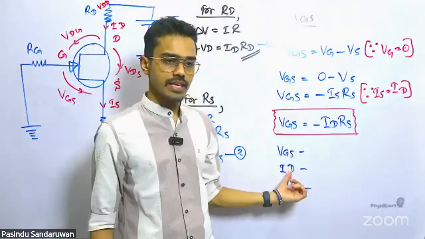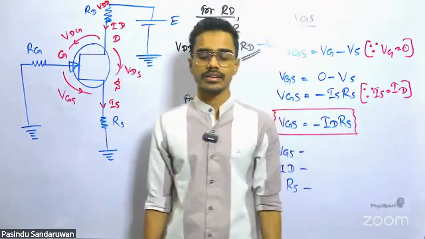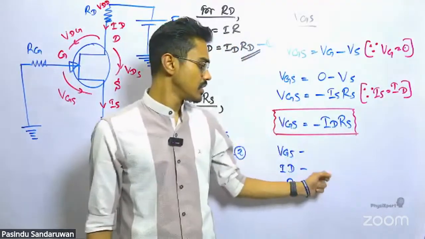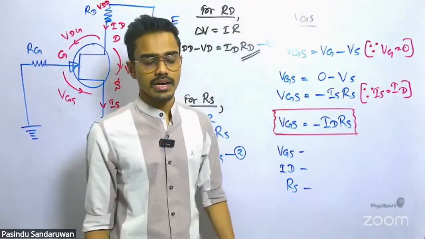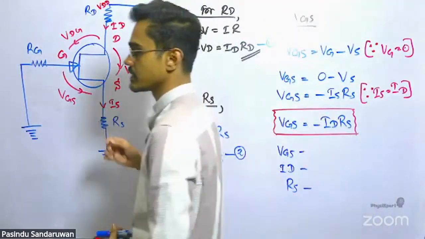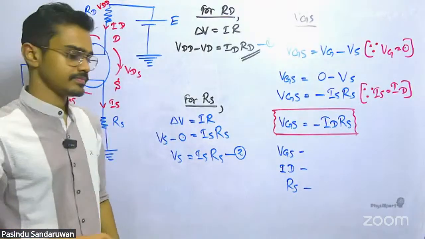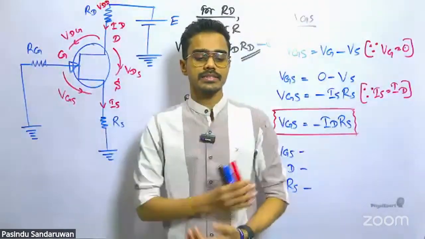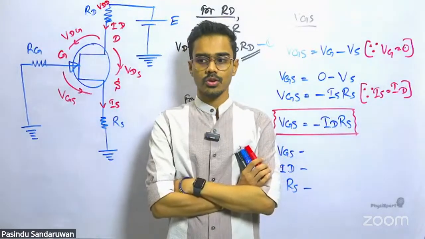Right? Then ID, drain current. Then RS, source resistor.